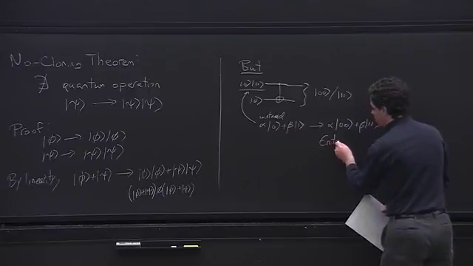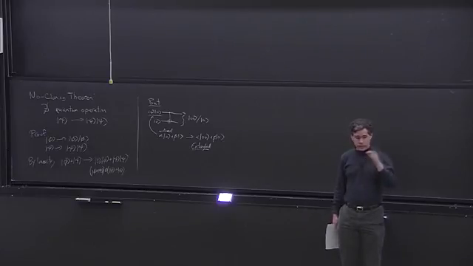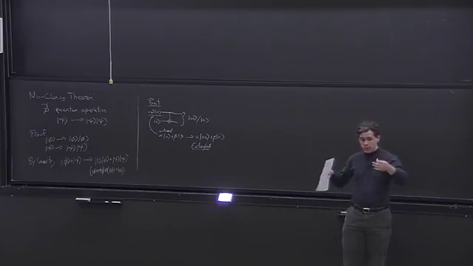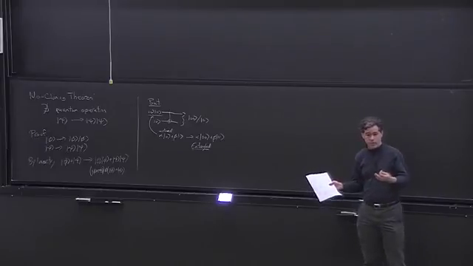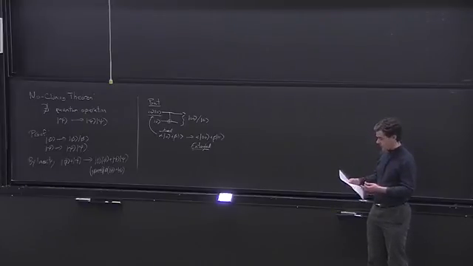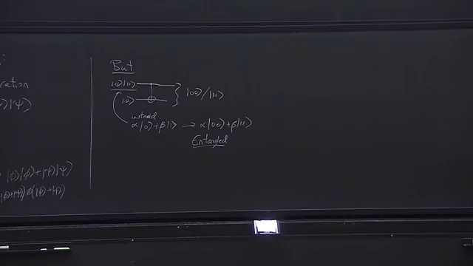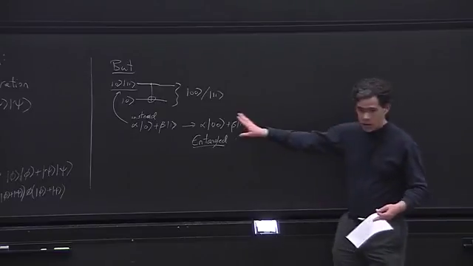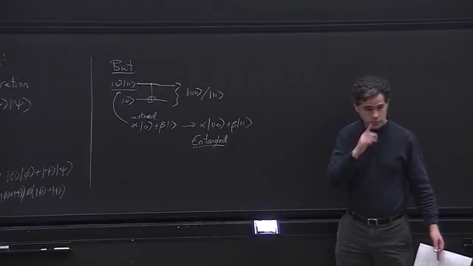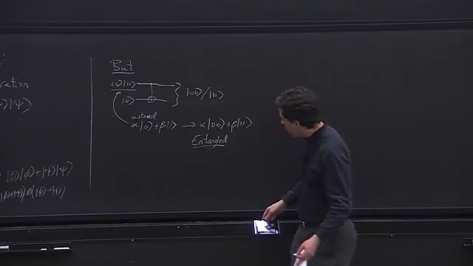So that's the general phenomenon here: it's perfectly fine to copy in a single basis, but when we try to extend to superposition states, we get entangled states out of this copying. OK? So any questions on the no-cloning theorem? OK.